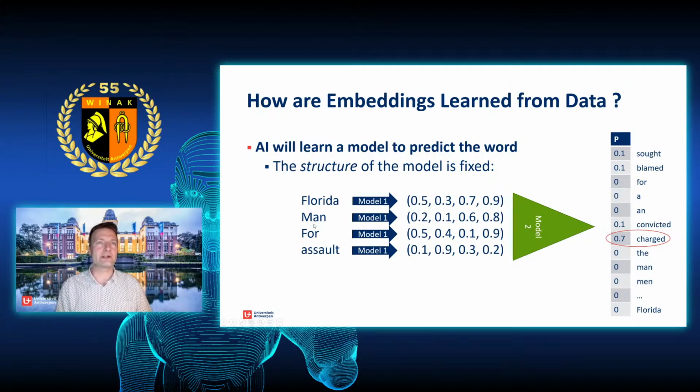And the structure of our model is that for each of the words, we will actually compute a vector, and this will be done by model 1. And then model 2 will just concatenate all these vectors and then learn a mathematical formula that turns these numbers into probabilities.